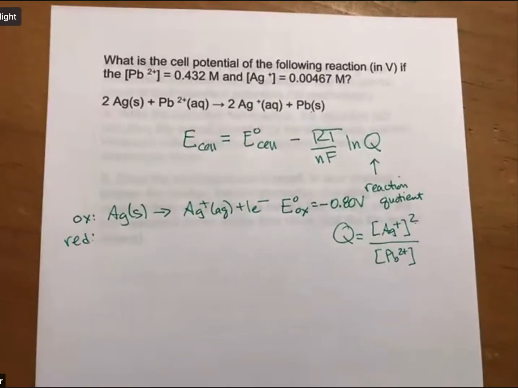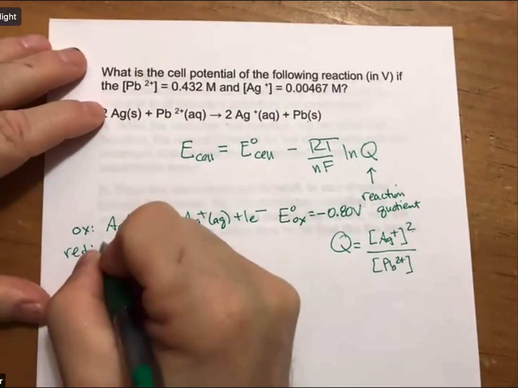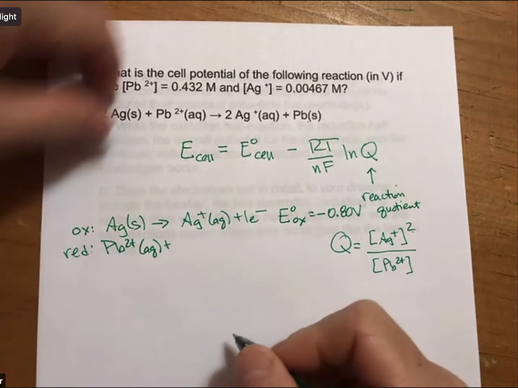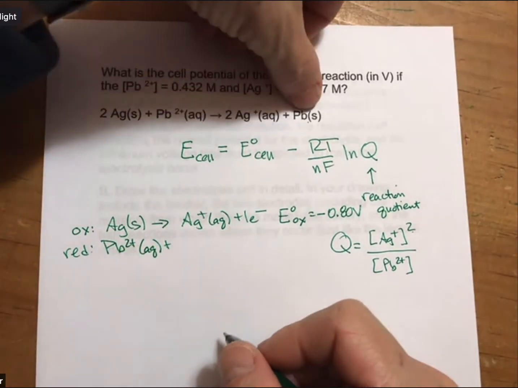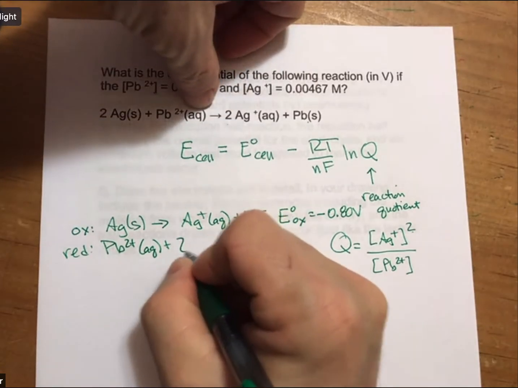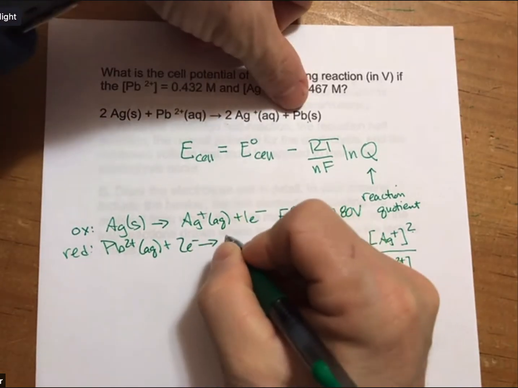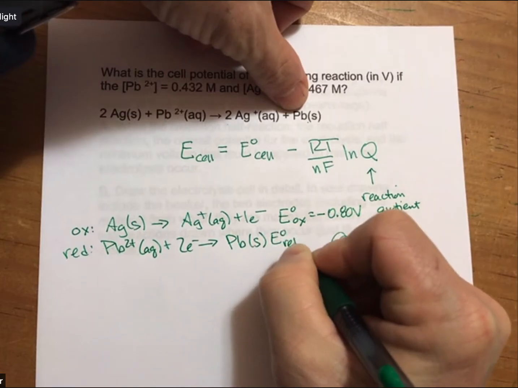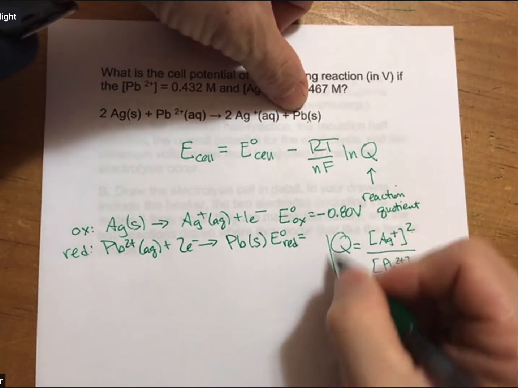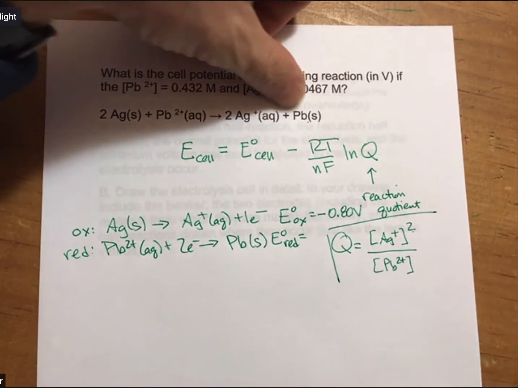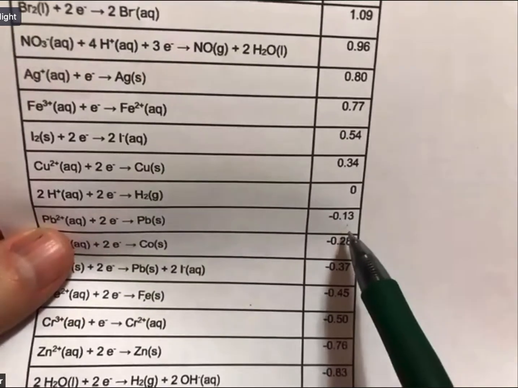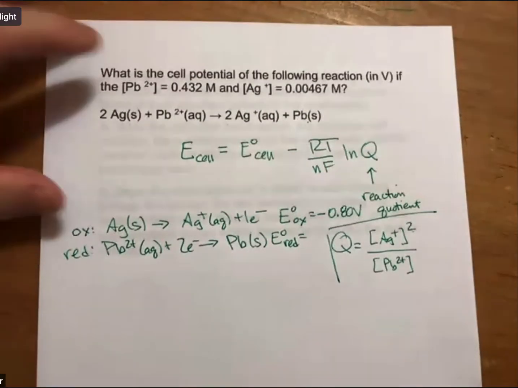Now let me zoom back out, do our reduction. Pb2+ needs 2 electrons to become lead solid. Our reduction potential here, again from our sheet, minus 0.13 volts.